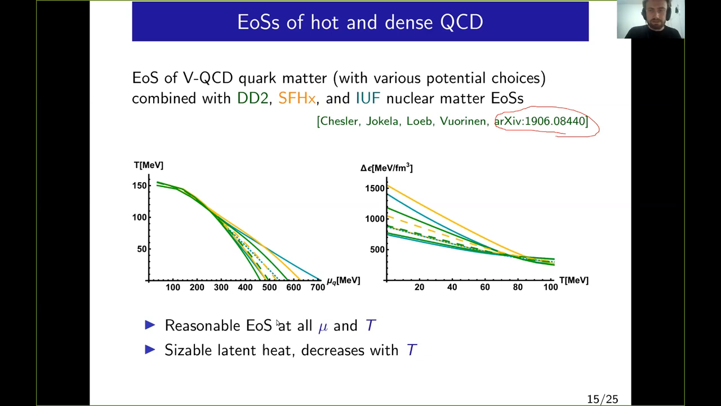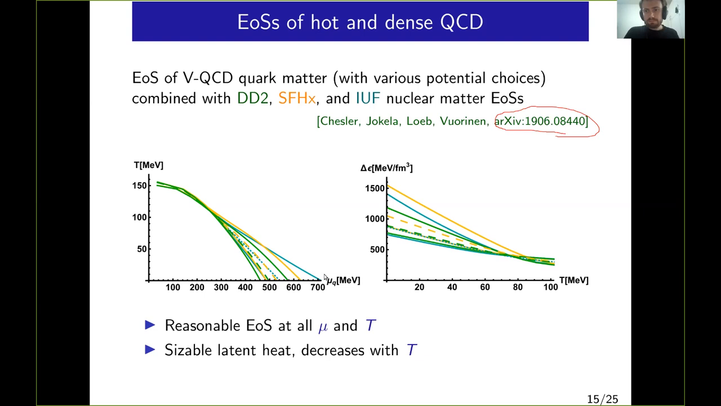And on this left hand plot, I show the critical first order transition line for these various models obtained by combining these frameworks. And on the right hand plot, I'm showing the latent heat as a function of temperature. You see that at zero temperature, the latent heat is at most 700 MeV per fermi cubed. This is actually a very large number, but as the temperature increases, the latent heat goes down. So the transition is very strong at low temperatures, but when you go higher up, it gets weaker.